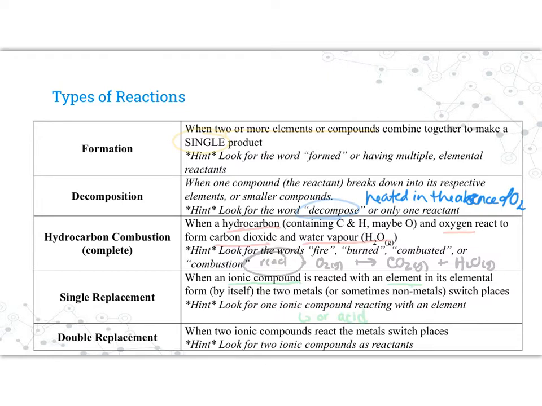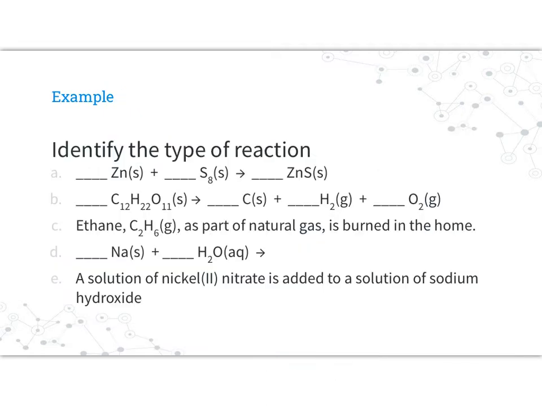And a double replacement is when 2 ionic compounds and/or acids react. The metals or the positive ions switch places. So let's see these in action. We're going to identify the type of reaction here. So in this, it's very important to recognize where our chemical reaction arrow is in each of these reactions. Remember that everything on the left of the arrow is our reactant, and everything on the right is our product.